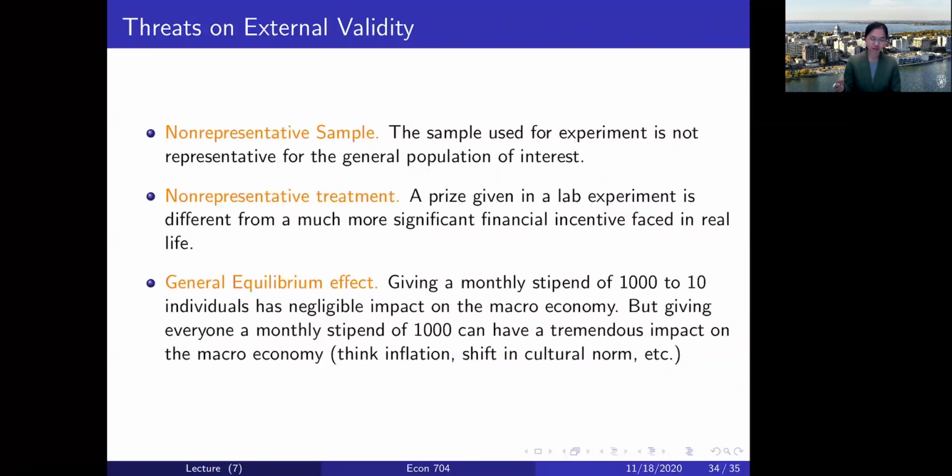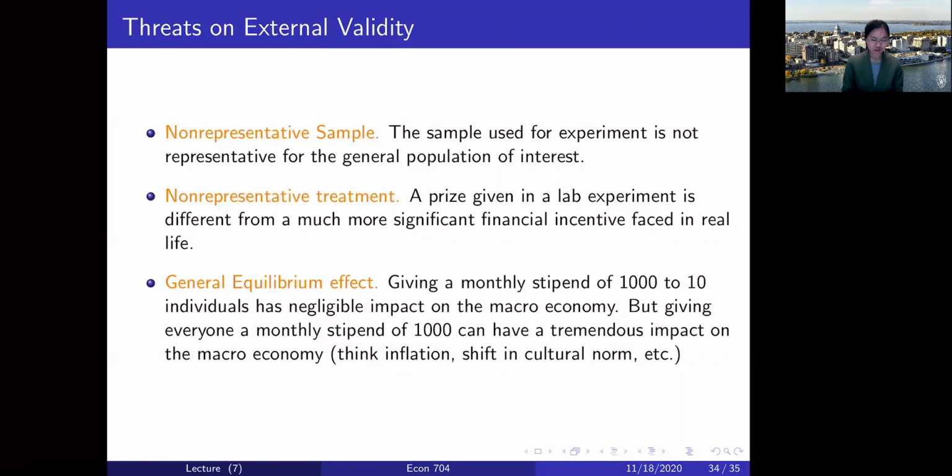But to generalize your finding from that 1,000 people to a universal basic income that applies to the whole population is risky, because giving $1,000 to 1,000 people doesn't matter for the macroeconomy. However, giving $1,000 to everyone in the population will have non-negligible impact on a lot of things, like inflation and shift in cultural norms, and so on and so forth. So you're going to have to be careful when you generalize a small scale experiment to a large scale policy.